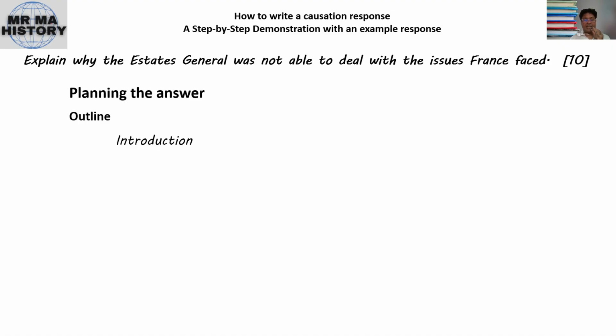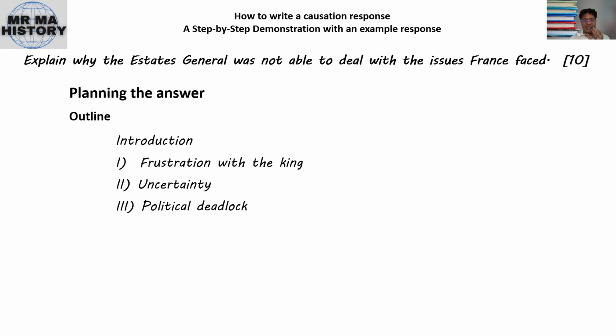First of all, you will write an introduction, as I told you before. The first reason, the most important reason, that I have written here is the frustration with the king, and the second one, uncertainty in the country. The third one, political deadlock, and the fourth reason is the king's bad faith. So these are the four reasons that I am going to write within four paragraphs. I would recommend that you write between 3 and 4 reasons. Finally, you will write a conclusion, that is your supported judgment. So this is the outline.